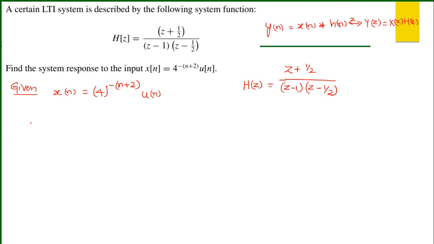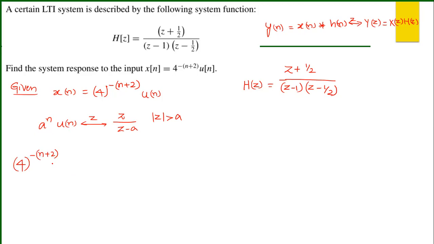So now here you write the standard signal. What is the standard signal? a power n u of n. The Z transform is z by z minus a, with ROC mod z greater than a. In the place of x of n, 4 power minus n plus 2 is given.